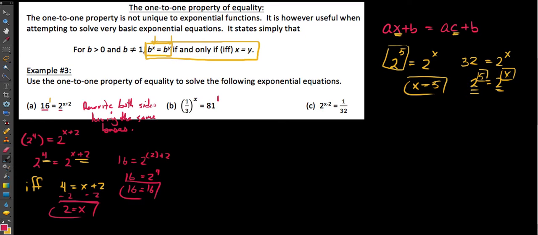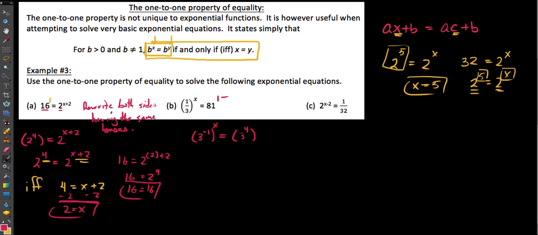So in this case, I notice that 1/3, well, that's the same as 3 to the negative 1. So what I'm going to do is rewrite the left side as 3 to the negative 1 being the thing that's raised to the x here. And on the right, I could write this as 81. Well, 81 is technically 3 to the 4th power. If you're sitting there going, how am I supposed to know that? A little bit of guess and check goes a long way.